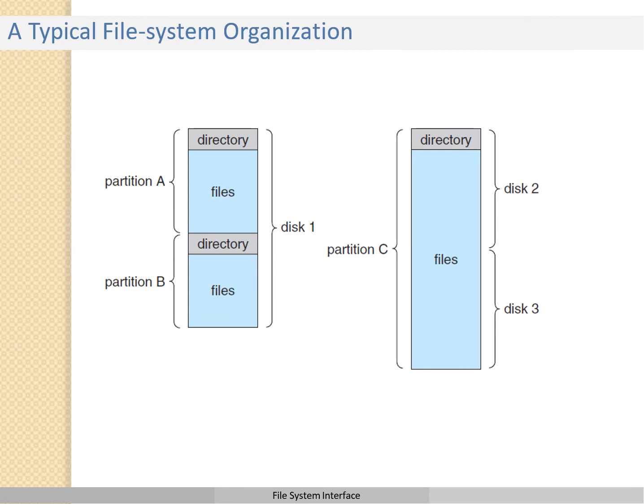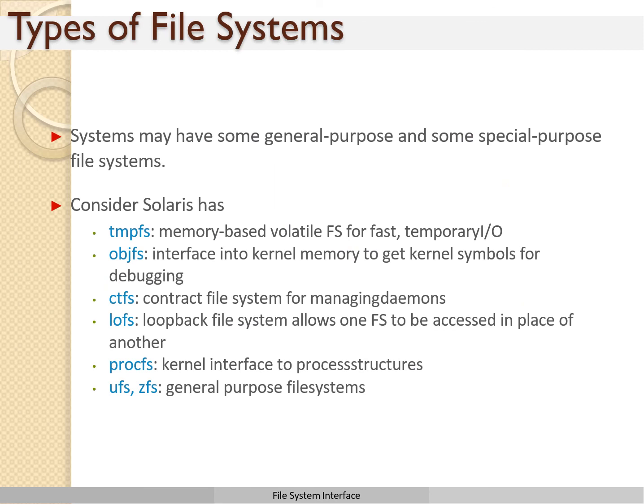A typical file system organization is shown. Here, disk 1 is divided into two partitions, partition A and partition B, where we have files as well as directories. Then we have disk 2 and disk 3, with files that are shared between disk 2 and disk 3, and there is just one partition, this is partition C. A file system can be thought of as an index or a database containing the physical location of every piece of data on a hard drive or another storage device.